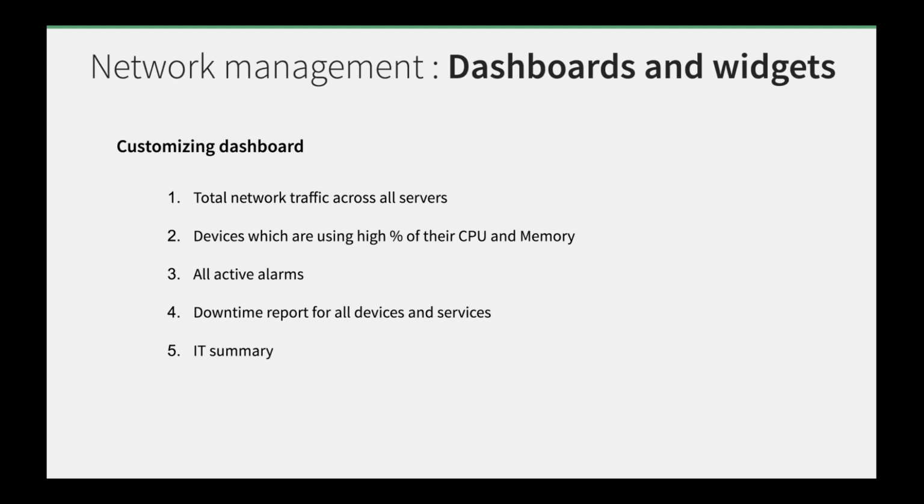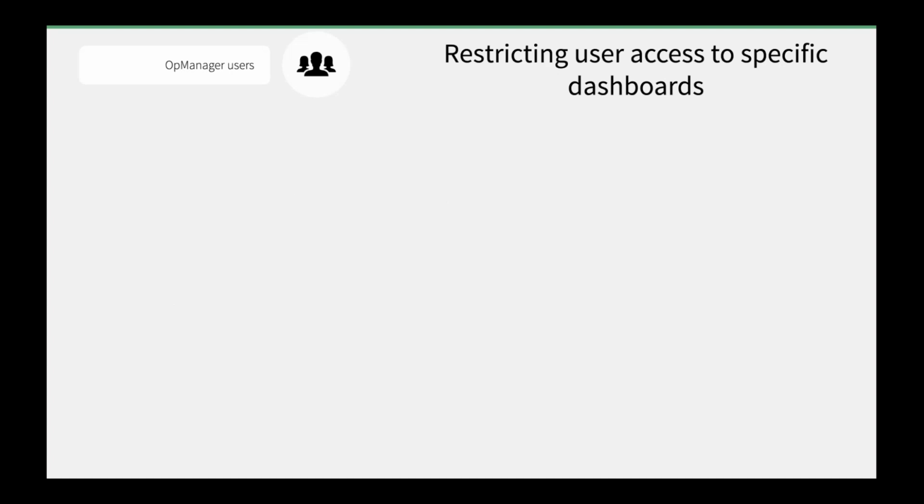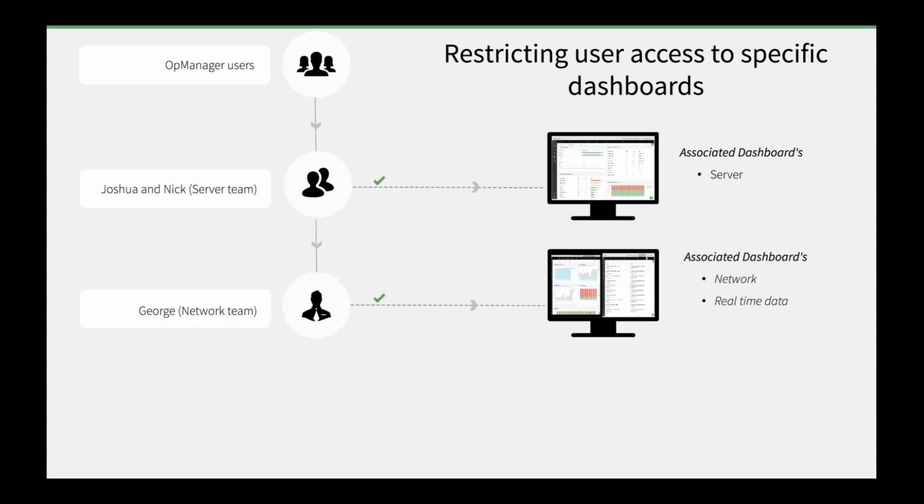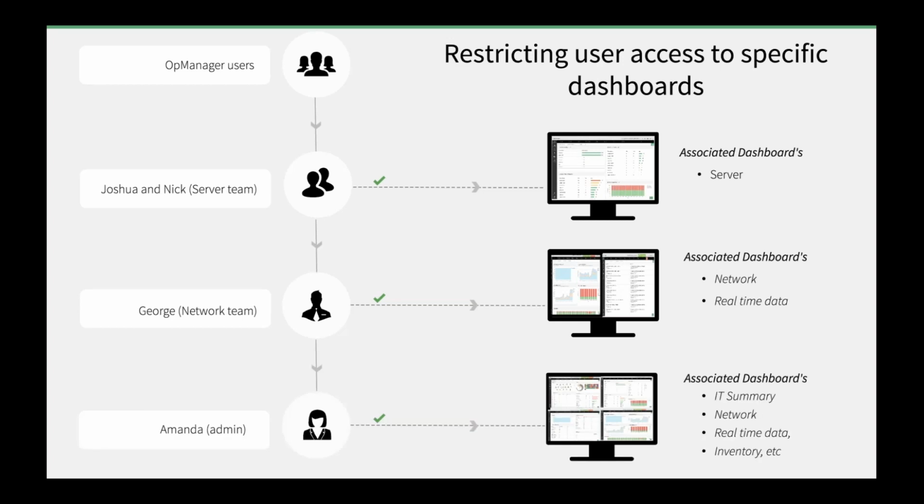And when you create a dashboard, this is something new added in the product as well, and you wanted to restrict access to certain users. So you have Joshua and Nick from the server team, and you wanted to give them access only to the server dashboard, you can do that right now. And George is the only person available in the network team, and you wanted to give him access to network and real-time data, you can provide access. Whereas Amanda is the administrator and you wanted to give her the entire access to all the dashboard information, you can do that as well.